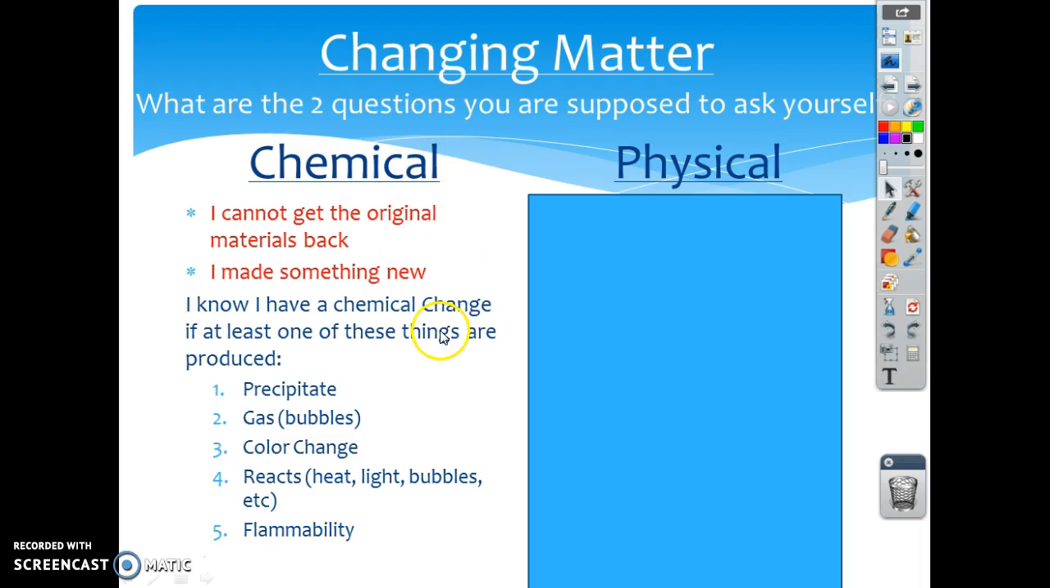I know I have a chemical change if at least one of these things are produced. A precipitate, which is two liquids forming a solid. Gas, which is indicated by bubbles. Not boiling though. Bubbles produced without heat. Color change can be chemical, but not always. Think about Kool-Aid, which is physical, versus rust, which is a color change. Reactivity, some sort of reactivity like heat that's produced without any warmth being applied, light being produced like fireworks, bubbles, etc. And always if something catches on fire, it's a chemical change.